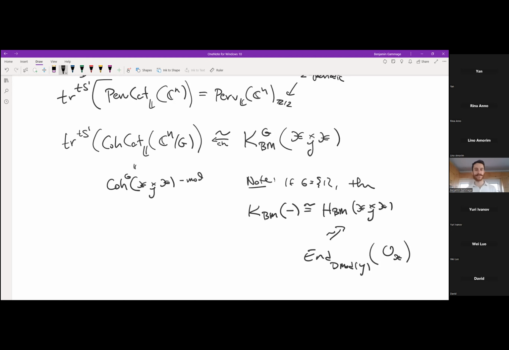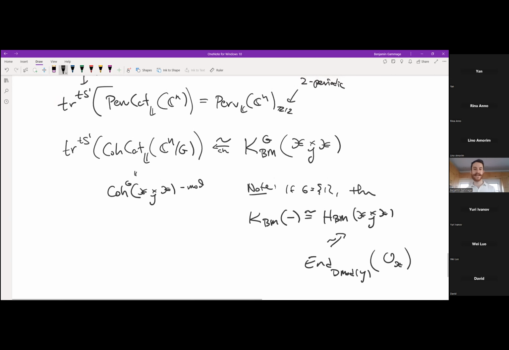So that's what this decategorification gives you on the B side: it's giving you something that's an endomorphism inside a category of D modules. So that's the sense in which the A and B sides are living on two different sides of Riemann-Hilbert.